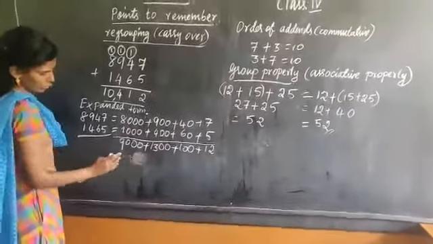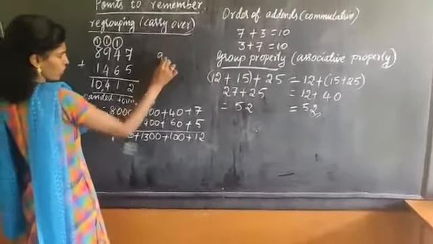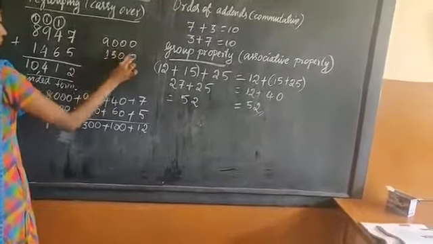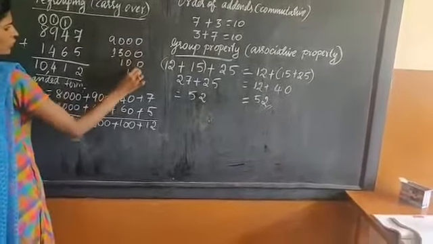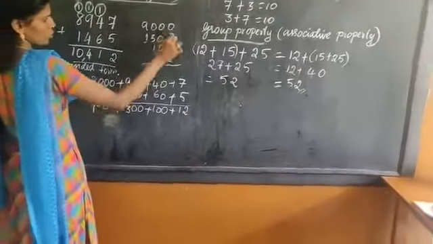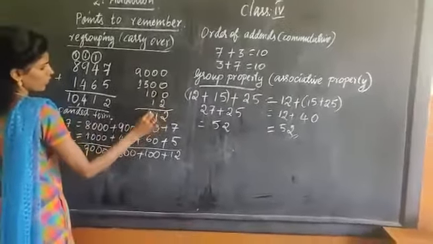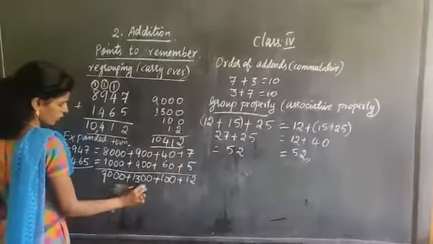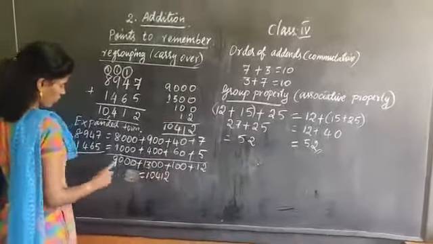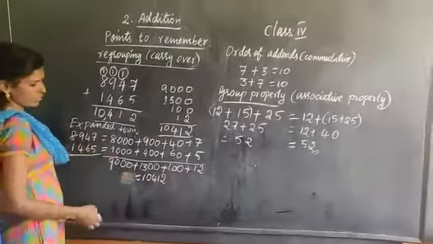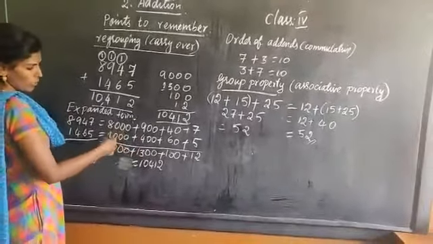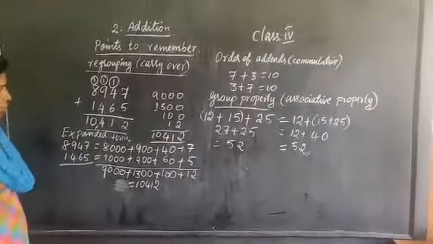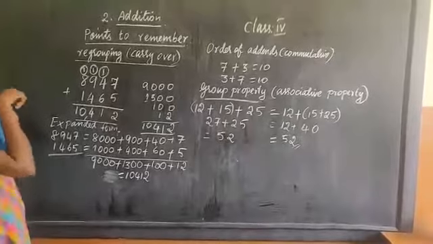10,000. If you are confused, you can add it like this also. 9,000, 1,300, 100 and 12. This way you can write and add also. 2 and here 1, 4, 10. So this way you can add and write. So this will be 10,412. So you will get the same answer. If carryover comes in expanded form and it is confusing, you can write it this way also. Okay, so this is called using the expanded form.